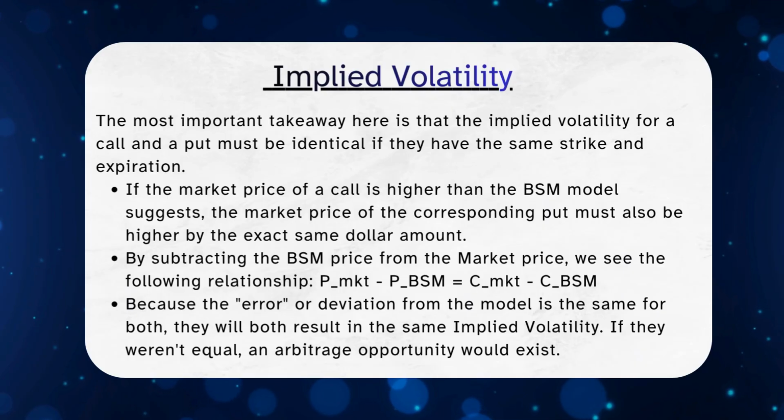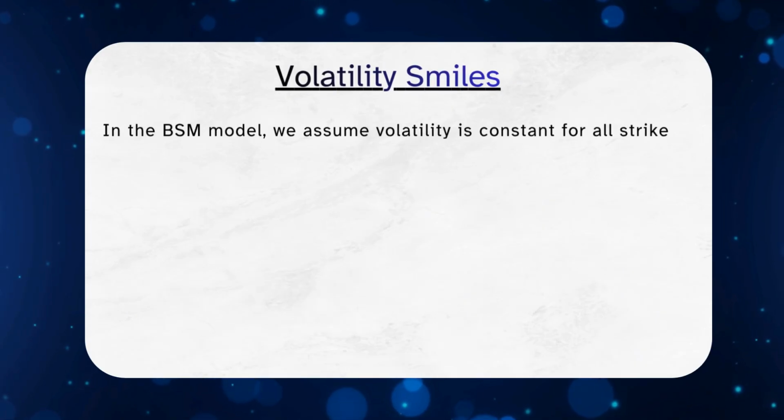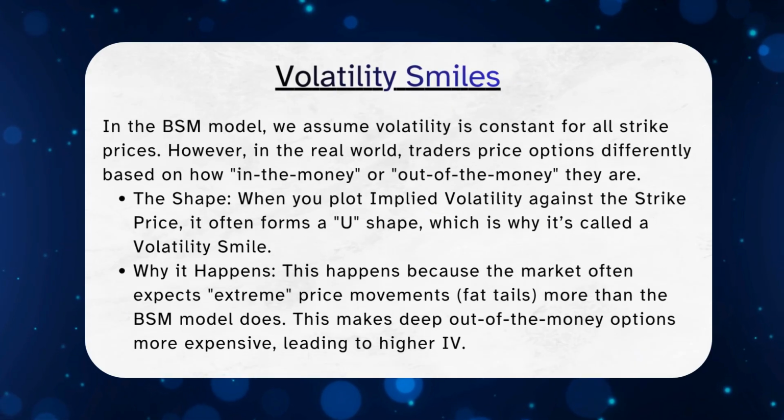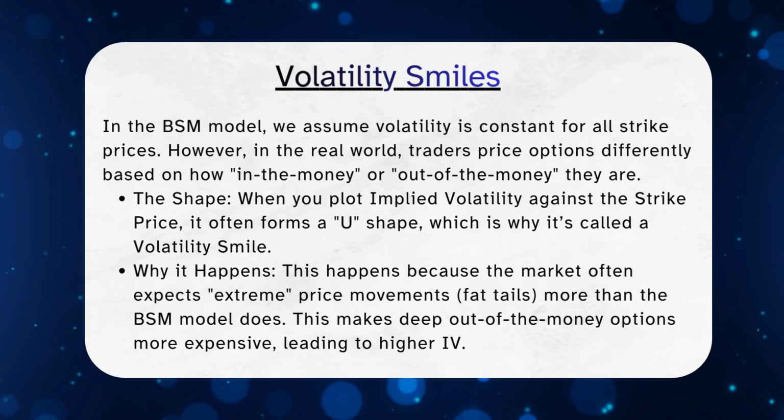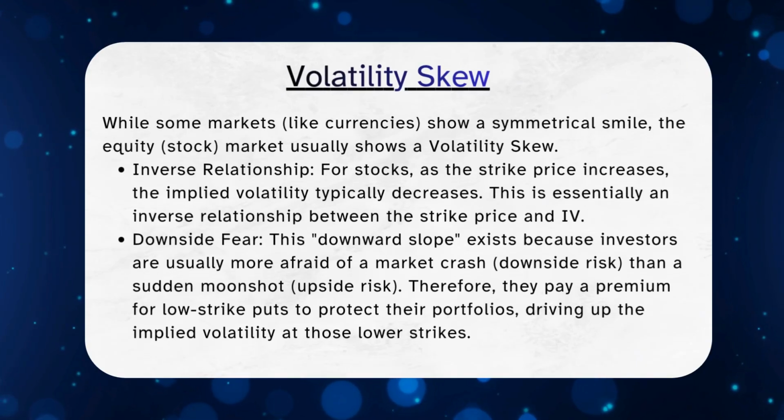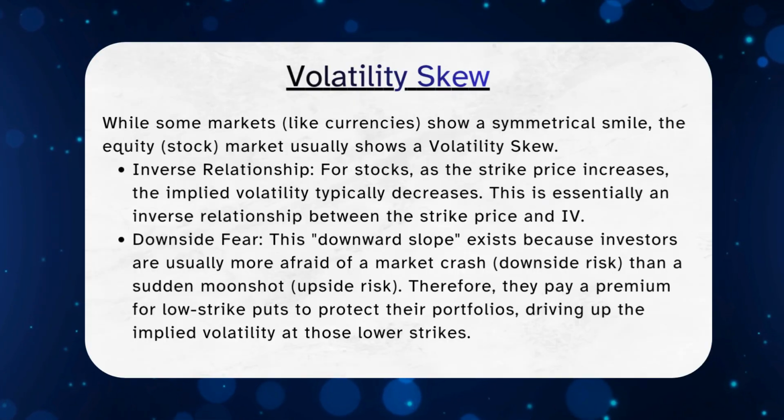When we plot this volatility against different strike prices, we see patterns. A volatility smile is a U-shaped curve often seen in currency markets. It happens because the market expects extreme price movements, or fat tails, more than the BSM model suggests. In equity markets, however, we usually see a volatility skew. This is an inverse relationship where lower strike prices have higher implied volatility. This downward slope exists because investors are generally more afraid of a market crash and will pay a premium for low strike puts to protect their portfolios.